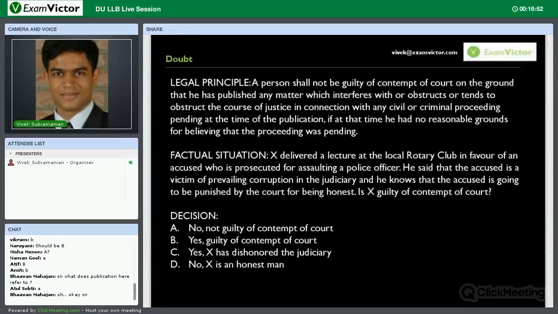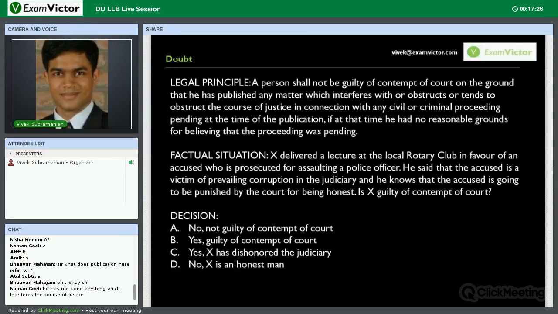But here he is definitely aware that a proceeding is pending. In fact, he is accusing the judiciary straight away, saying that there is corruption in the judiciary and that's why he is going to be punished. So he is very much aware that the proceedings are pending, and despite being aware of that fact, he makes the speech, he makes his thoughts known, and therefore we can very clearly arrive at the decision that X is guilty of contempt of court. Any questions on this?